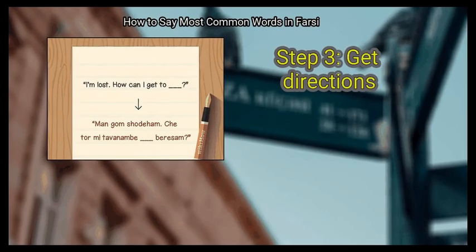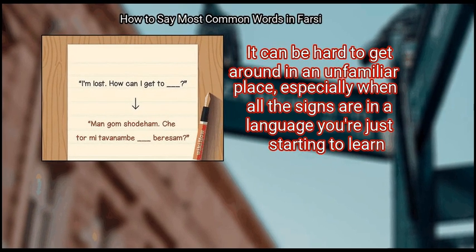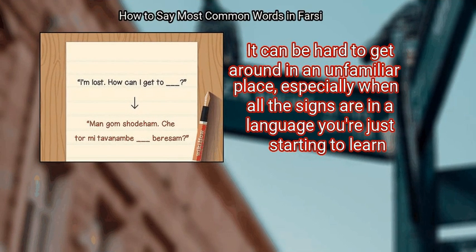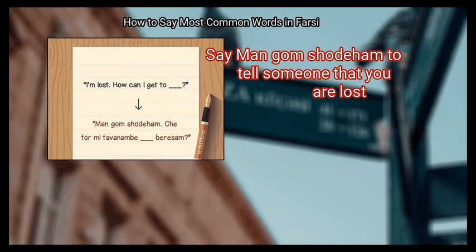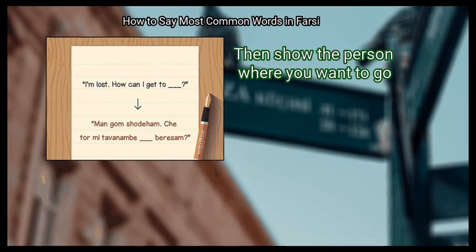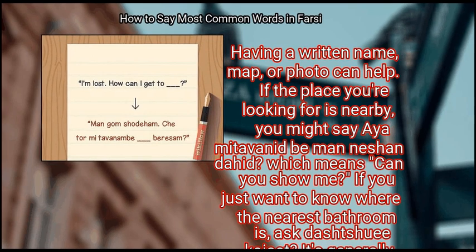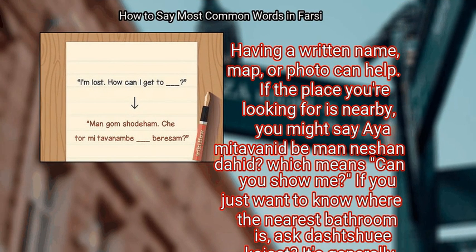Step 3. Get directions. It can be hard to get around in an unfamiliar place, especially when all the signs are in a language you're just starting to learn. Say man gum shodam to tell someone that you are lost. Then show the person where you want to go. Having a written name, map, or photo can help. If the place you're looking for is nearby, you might say Aya mitavanat bi man nation dehid, which means, can you show me?